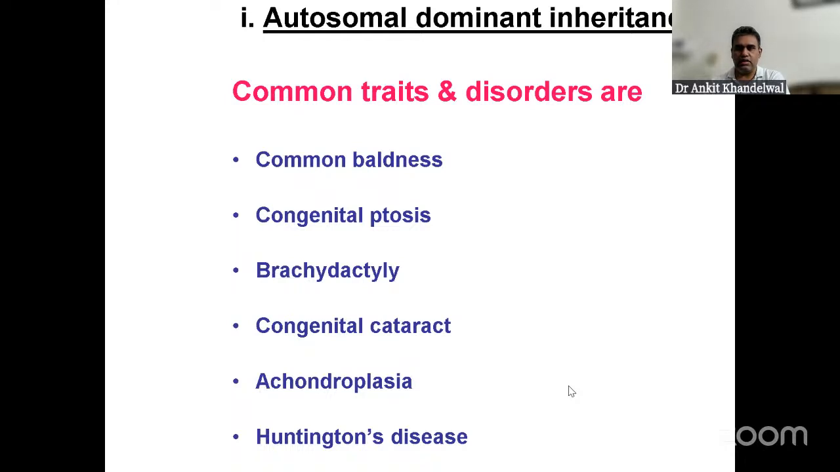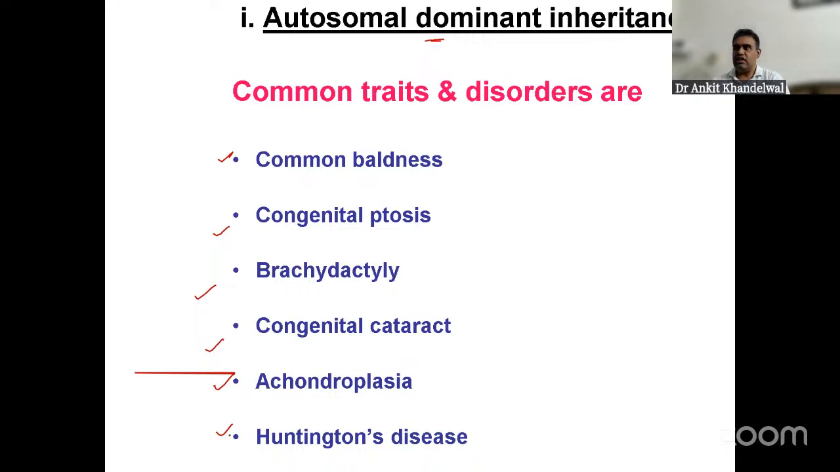So let us see some of the names of autosomal dominant inheritance. Common baldness, congenital ptosis. So you might see common traits and disorders that might run in families. Brachydactyly, okay, fewer fingers. Congenital cataract, achondroplasia. Then we have Huntington's disease.